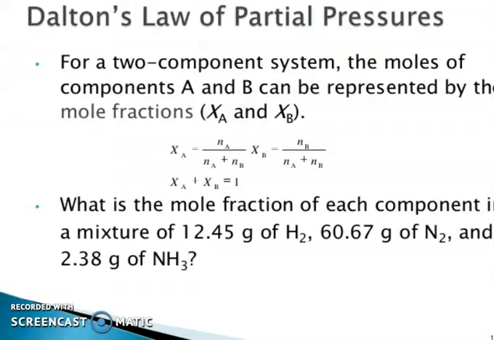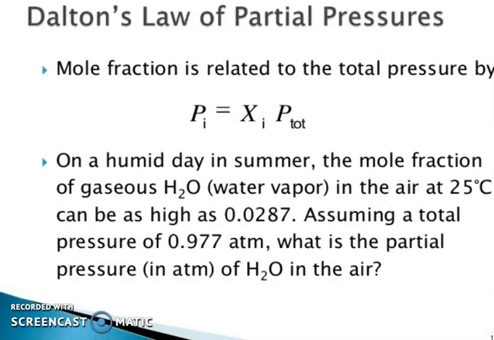Dalton's law of partial pressure for a two-component system: the moles of components A and B can be represented by the mole fractions Xa and Xb. You can see, in Dalton's law of partial pressure, the mole fraction is related to the total pressure. So on a humid day in summer, the mole fraction of water vapor in the air at 25 degrees Celsius can be as high as 0.02. Assuming a total pressure of 1 atm, what is the partial pressure in atm of water in the air?